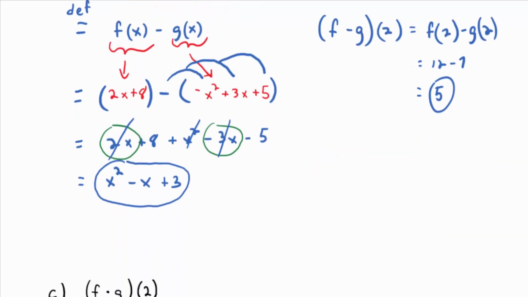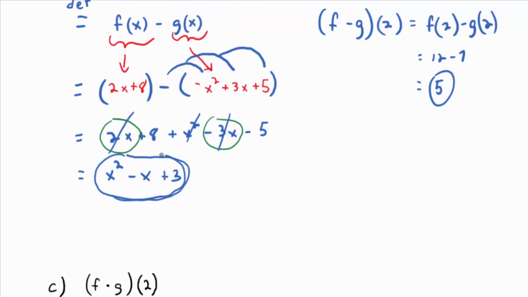What I'm saying with this example is you could take this generic formula and plug in 2, and you better still get 5. Let's see if we do. If we don't, we did something wrong on one of the last two examples. So let's now find f minus g of 2 using this formula.